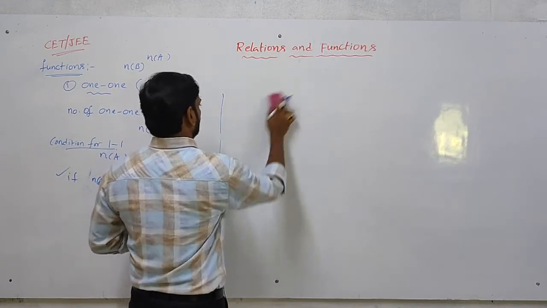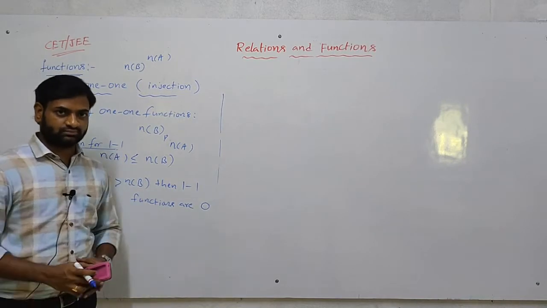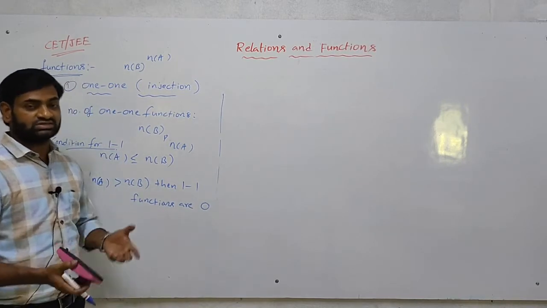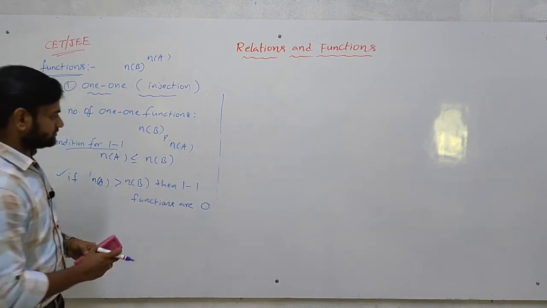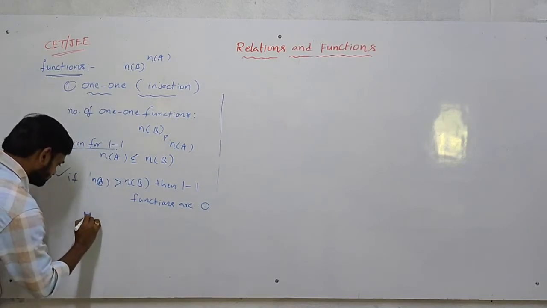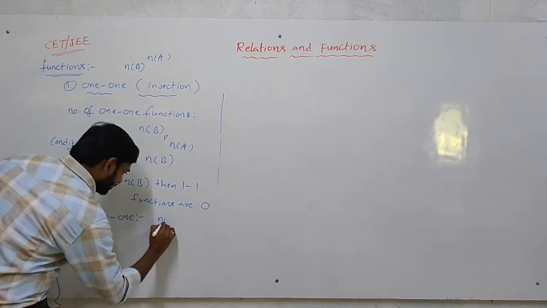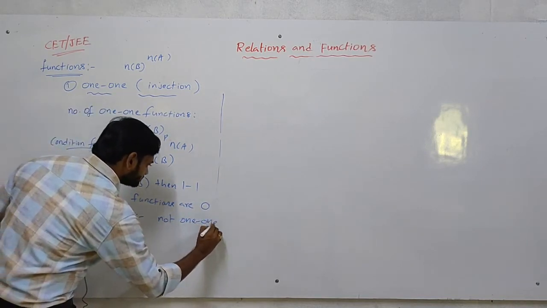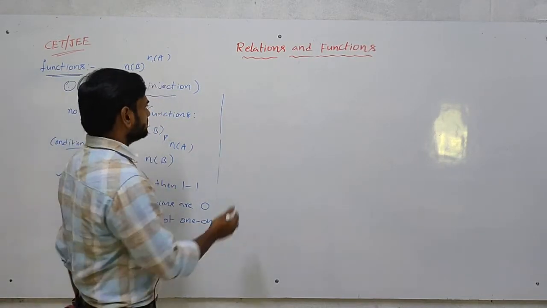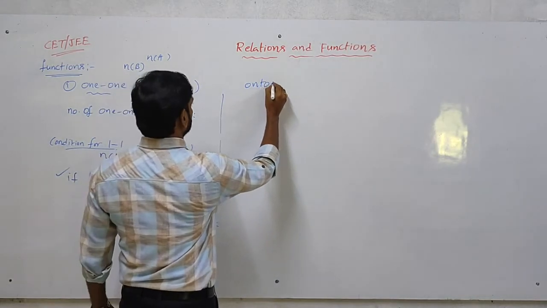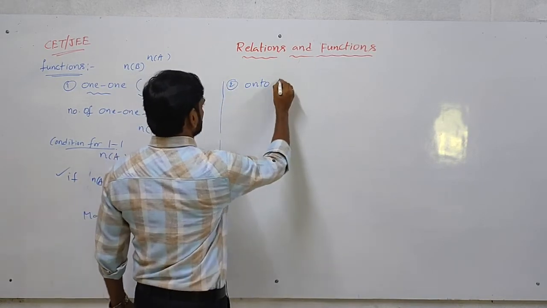Next, what about the other one? Suppose the function is not 1-1. What can we say? When the function is not 1-1, that one is called many-one. Many-one means not 1-1. Which is not 1-1, that is many-one. Next, come to onto function.